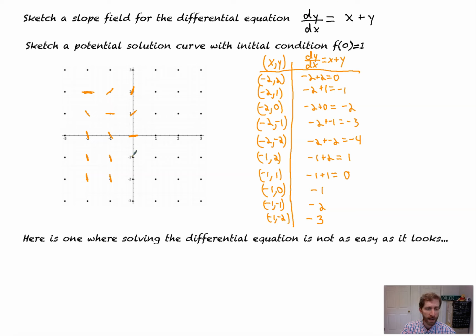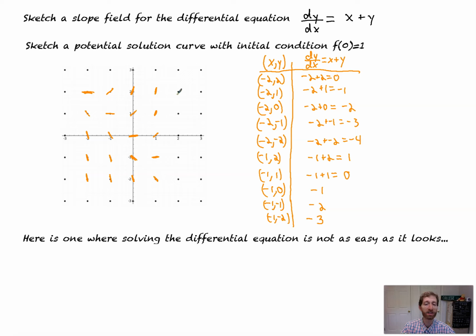0 plus -1 is -1. Yep, sure enough, there's that diagonal right there. And then the point 0, -2. 0 plus -2 is -2. Oh yeah. Now, 1, 2. 1 plus 2 is 3. All right, so that's even steeper than the last one. 1, 1. 1 plus 1 is 2. All right, a little bit less steep. And then 1, 0. 1 plus 0 is 1, something like that. And then 1, -1. 1 plus -1 is 0. And then 1, -2. 1 plus -2 is -1.